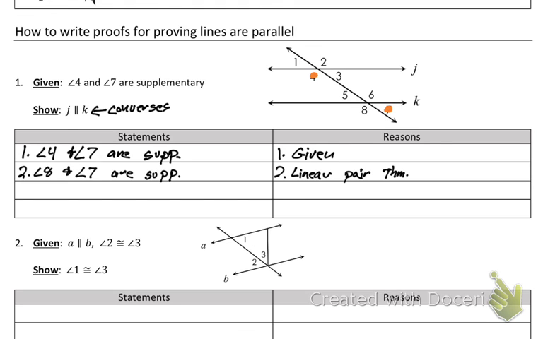All right, now when I'm looking at this, we have 4 and 7 are supplementary, 8 and 7 are supplementary. This almost feels like the transitive property. It's not, but it's pretty close. I have 4 linking to 7, and I have 7 linking to 8 using supplementary angles. My step 3 is actually going to be angle 4 is congruent to angle 8.